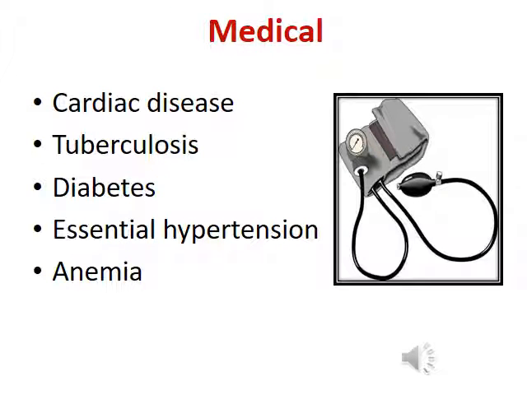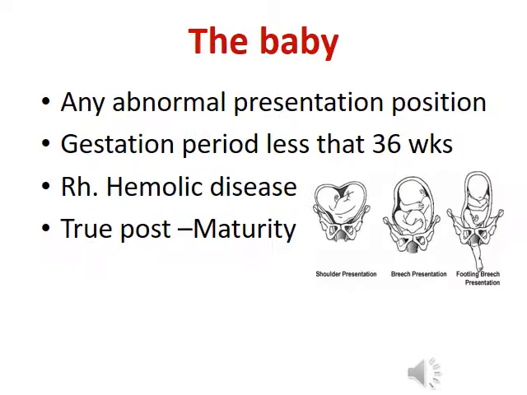Medical: cardiac disease, tuberculosis, diabetes, essential hypertension, anemia. The baby: any abnormal presentation or position, gestation period less than 36 weeks, Rh hemolytic disease, through post-maturity.